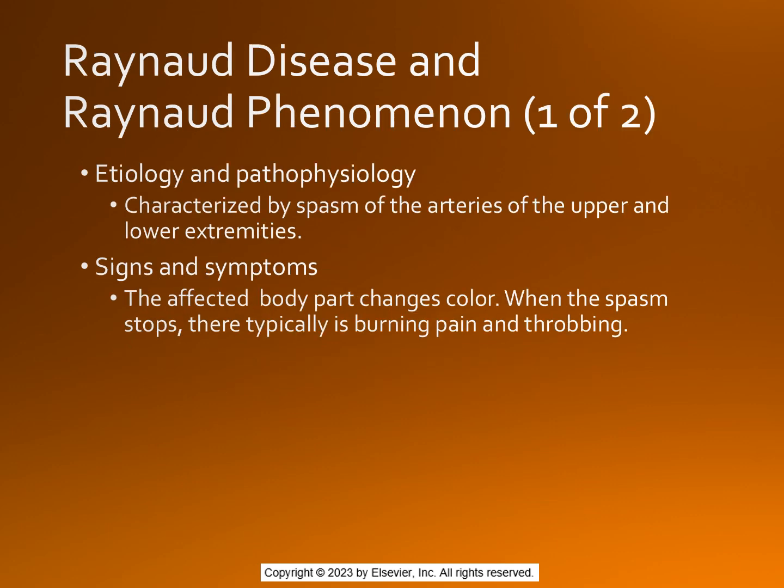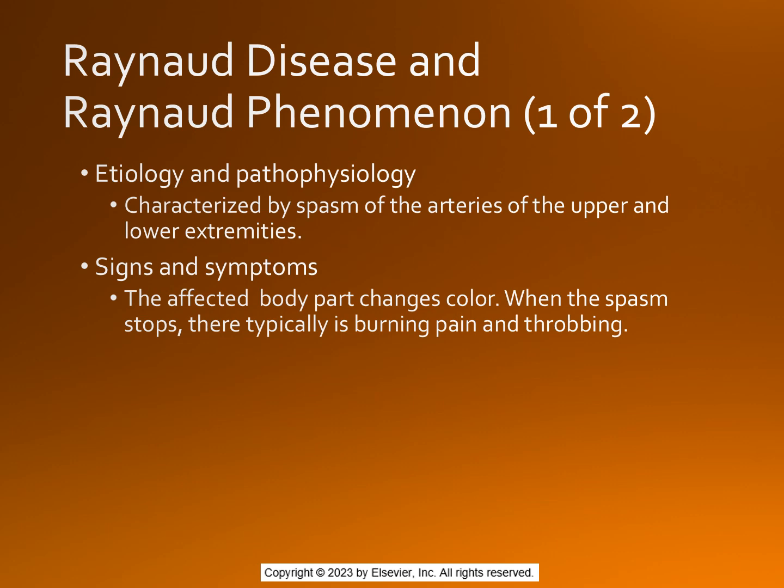The etiology of Raynaud's disease is unknown. Raynaud's disease is characterized by spasm of the arteries in the upper and lower extremities. The body has an exaggerated response to cold and stress. This results in bilateral vasospasm. This disease occurs most commonly in young women, and it typically affects the fingers and toes.